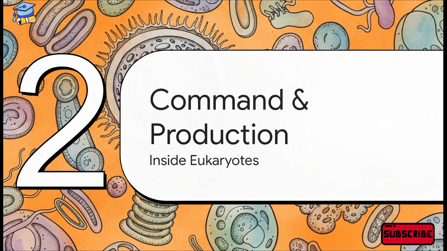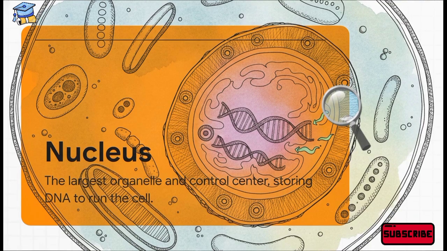Section 2, Command and Production. We are now officially entering the eukaryotic factory. Every factory needs a control center, right? And for the cell, that is the nucleus. It's the largest organelle in the cell, and it's protected by a double membrane known as the nuclear envelope.